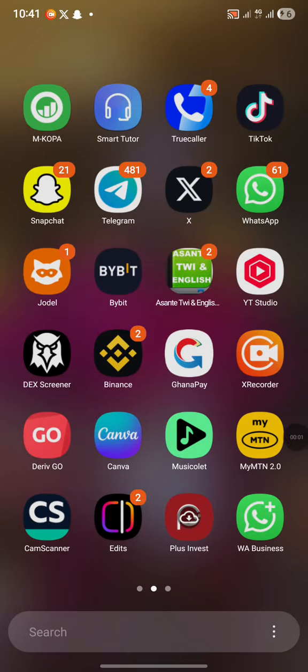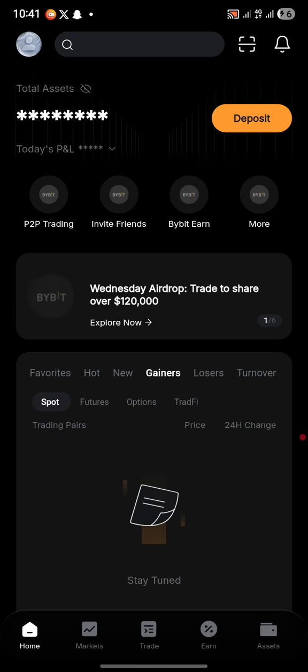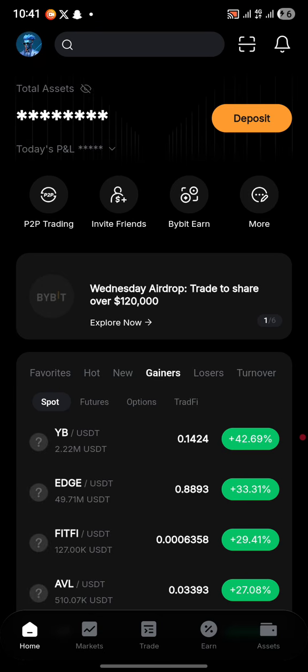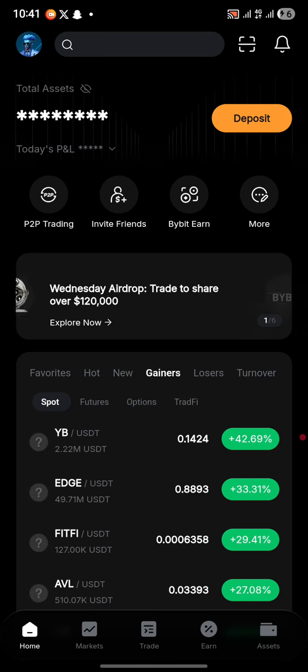So this is what you are going to do. When you enter into your Bybit account like this, Bybit is very, very good to use. I recommend Bybit over Binance. Okay, yeah, I recommend it over Binance.